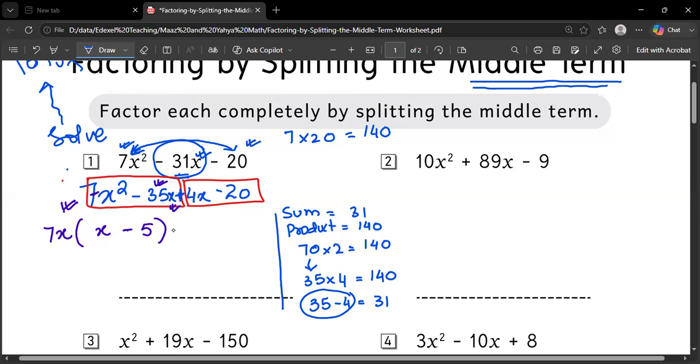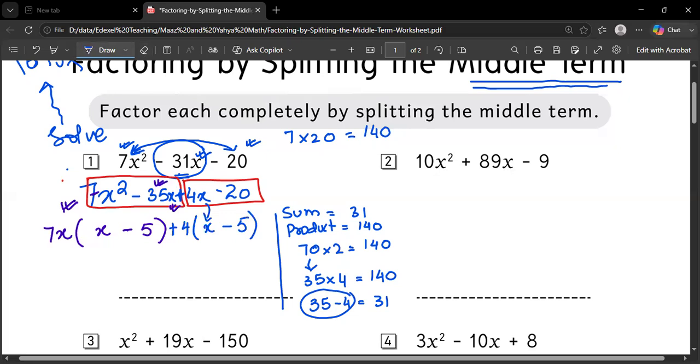We have to decide a sign as well. So plus 4 will be taken common, and x will remain inside the bracket. Minus will come there. And what should be written here so that when multiplied with 4 you get 20? 5. Yeah, 5. Is this clear now?